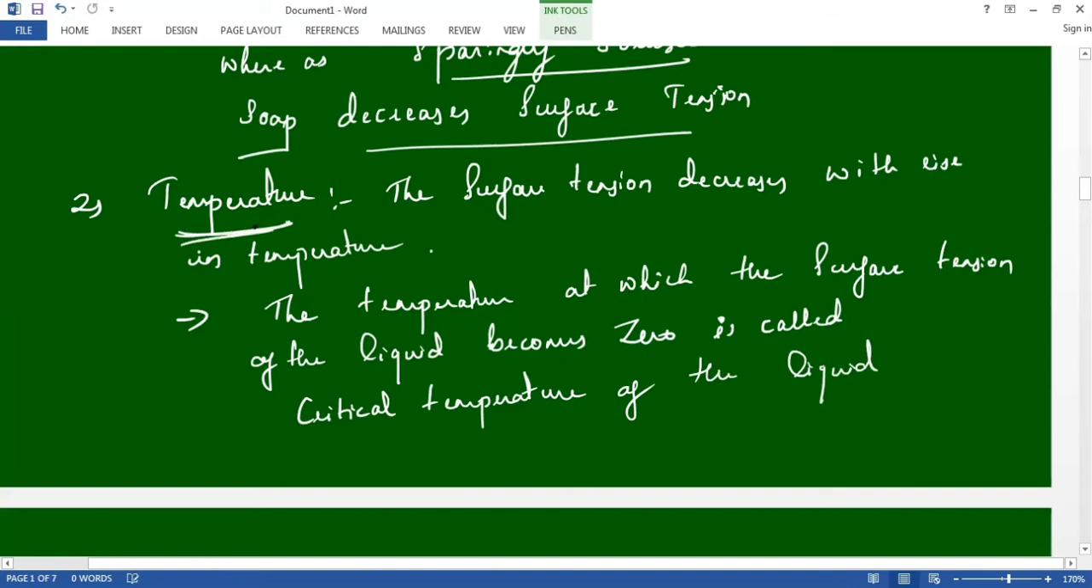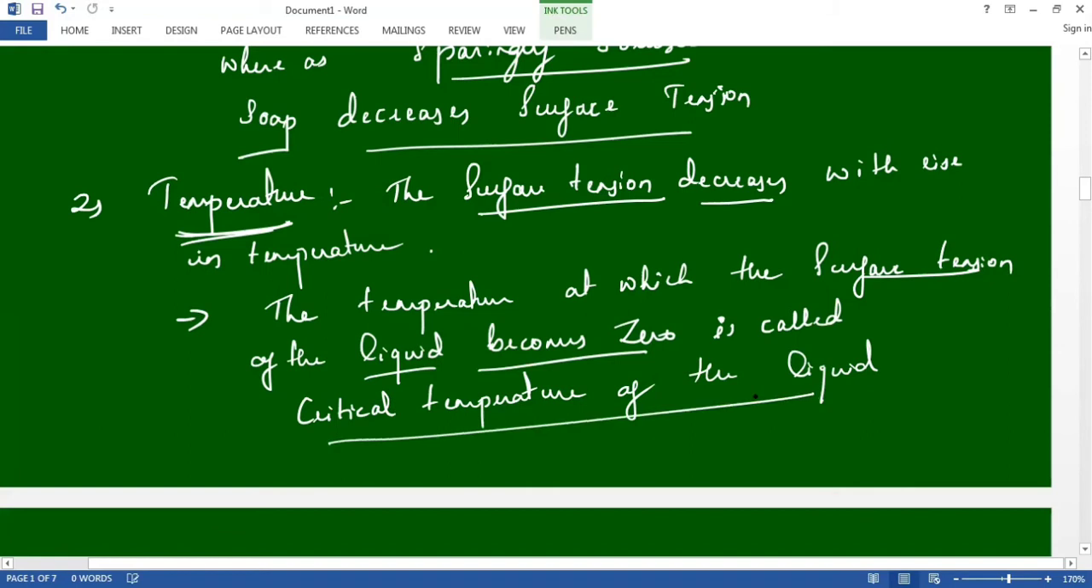Let us see the effect of temperature on surface tension. See, as temperature rises, the surface tension will decrease. The temperature at which the surface tension of the liquid becomes zero is called the critical temperature of the liquid.